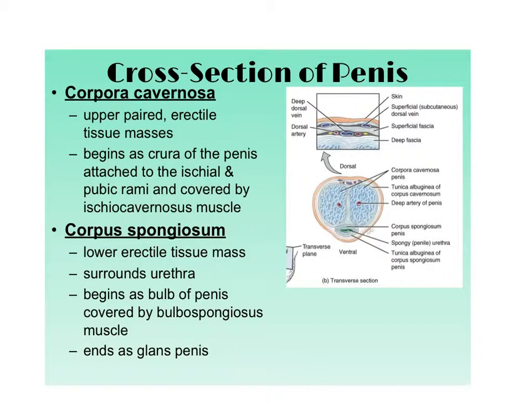And now look at a cross-section of a penis. So you have the corpora cavernosa, which makes up the bulk of the erectile tissue up here, which is superior to the corpus spongiosum, the lower erectile tissue mass. The corpus spongiosum is what surrounds the urethra right there, the duct which semen and urine travel through. So both are erectile tissue. Other than that, you won't need to know much, so that should be about good for that.